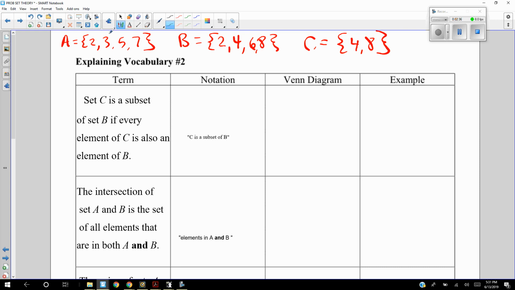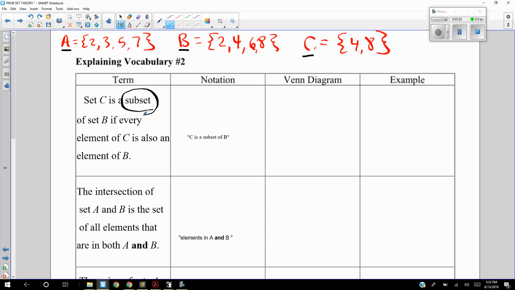So the next page, you'll see first off I have rewritten sets A, B, and C, because we're going to use those in this second table. So in the second table, we're going to introduce a few more vocab words. The first one is the vocab word of subset. So set C is a subset of set B if every element of C is also an element of B.